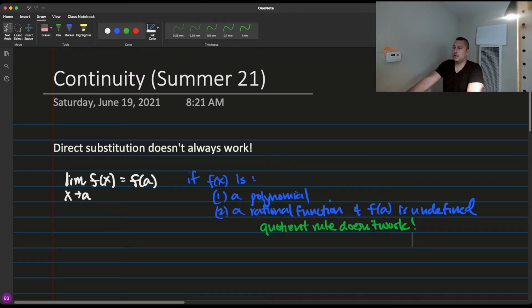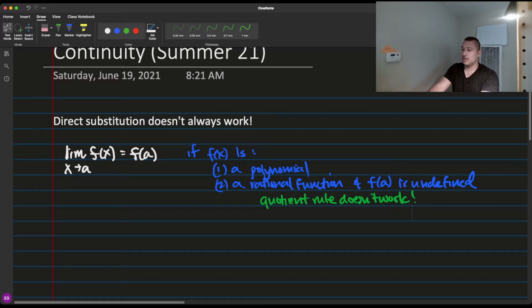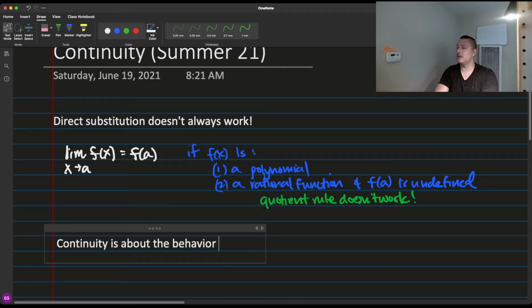Okay, so what is the special ingredient that tells us why direct substitution works sometimes and why it doesn't work other times? That is basically continuity. So that's one reason that continuity is really important. Another reason is that continuity is about the behavior of a function at a point, x equals a.